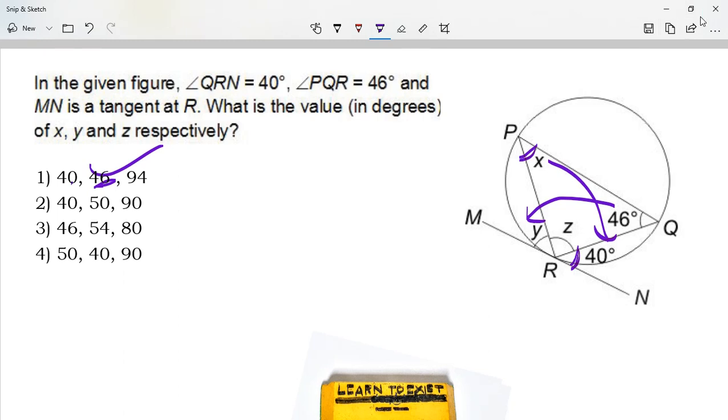And you should remember this result. Okay, if the angle made by the tangent and this chord is y degrees, then this angle should also be y degrees. Okay, we'll move on to the next question.